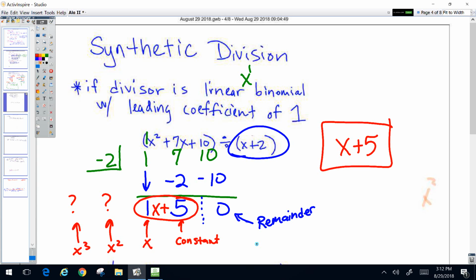Now, is that exactly what we got when we did long division? It's exactly what we got when we factored. They all tie in together. This was just quicker and easier, and I like how organized it is.